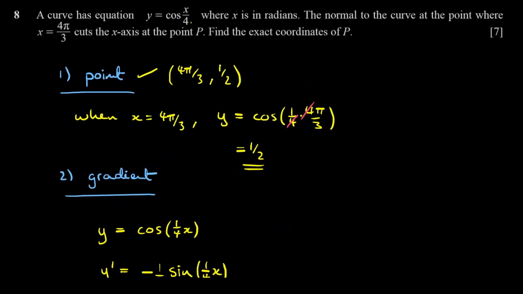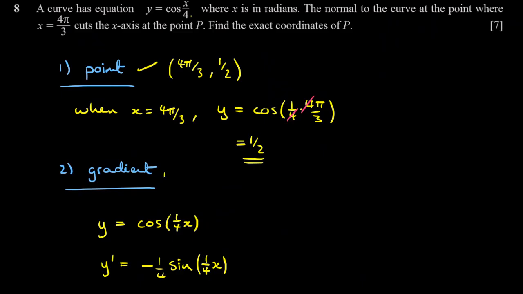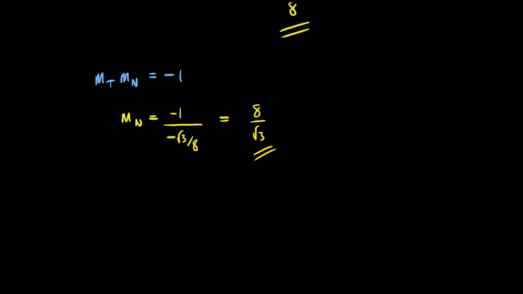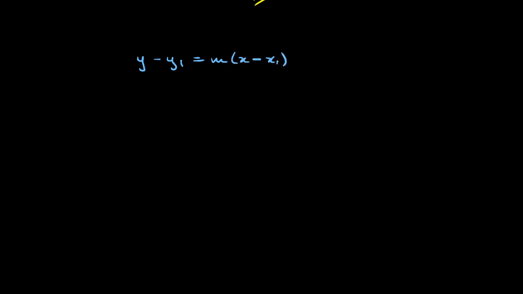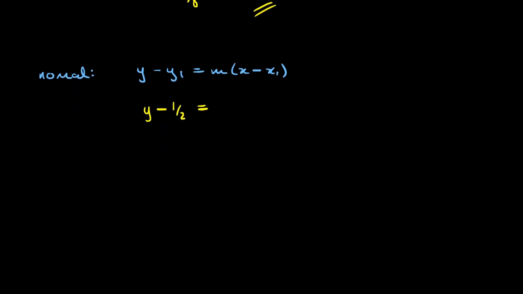So if we just go back up a second, we have now got our point and our gradient. The gradient of our normal there is 8 upon root 3. So we've got our gradient, we've got our point. How can we find the equation of our line? Well, we can use y minus y1 is equal to m times x minus x1. That's going to give us the equation of our line, or in this case, the normal line. We've got to substitute in our point. So we've got y minus a half, because that's the y coordinate of our point. 8 upon root 3 is our gradient.